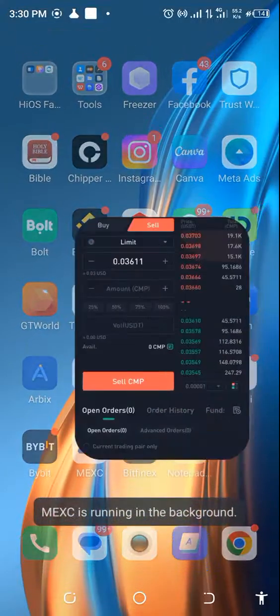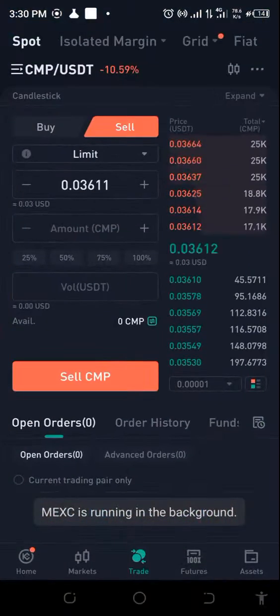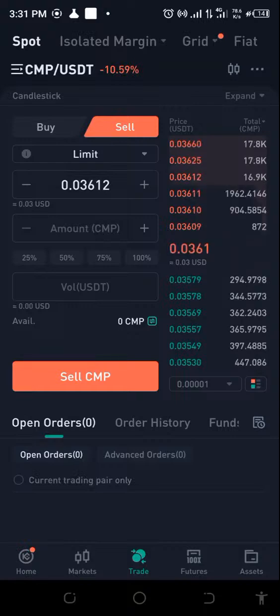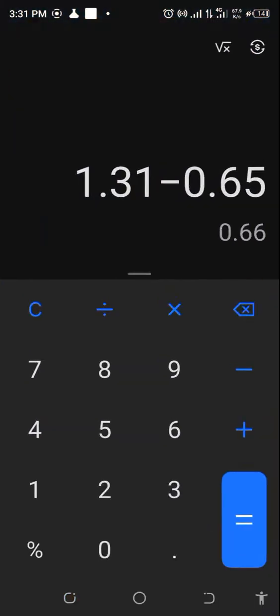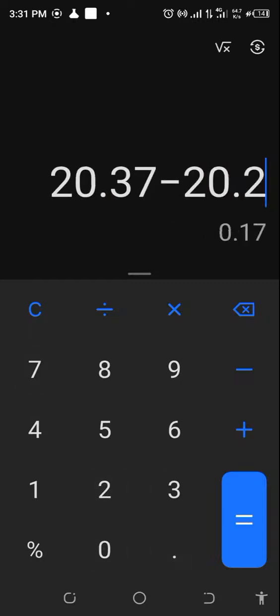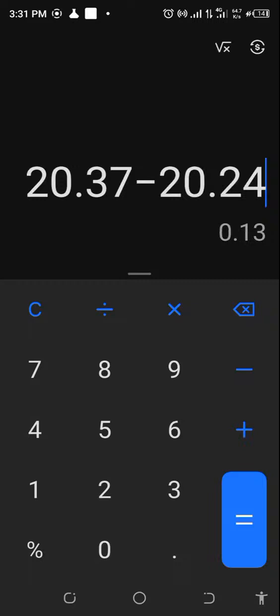Okay, so this is it. Let's check to be sure and see how much we can make. Let's paste that here. Oops, what we have here is 20.37. That doesn't look really interesting. 20.37 minus 20.24. That's just 13 cents.